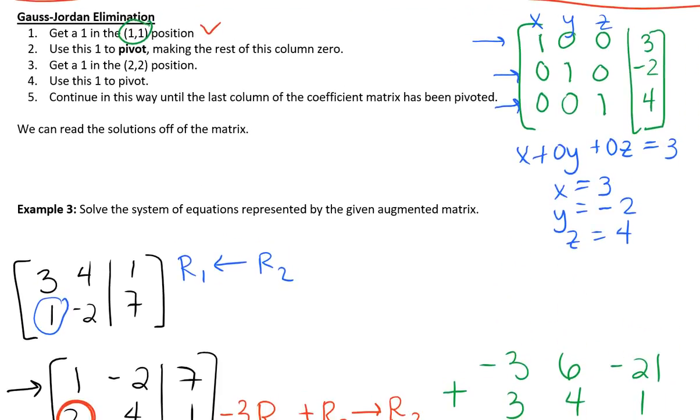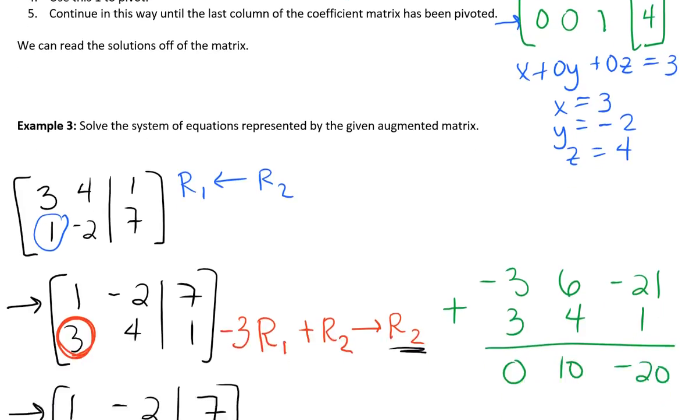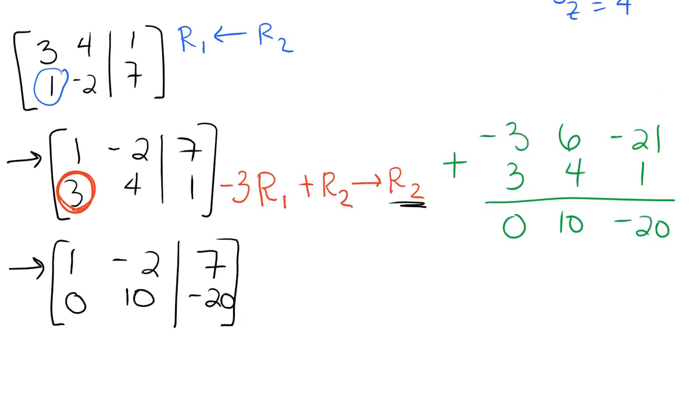So let's see where we are. We pivoted and we made the other terms in that column 0. So now we need to get a 1 in the 2-2 position. The 2-2 position is currently a 10. So if I need that 10 to be a 1, then that means I need to divide row 2 by 10. So I'm going to do 1 over 10 times row 2, and this will change row 2.